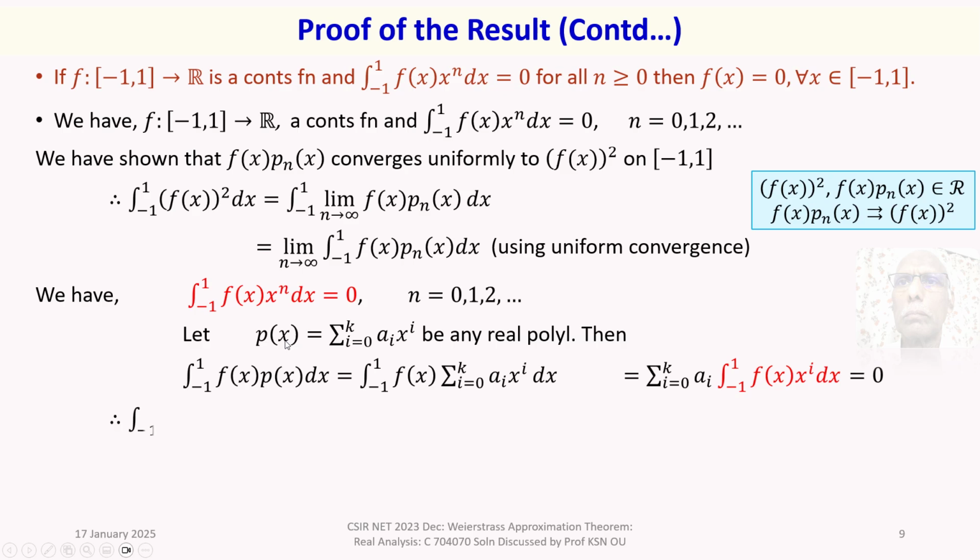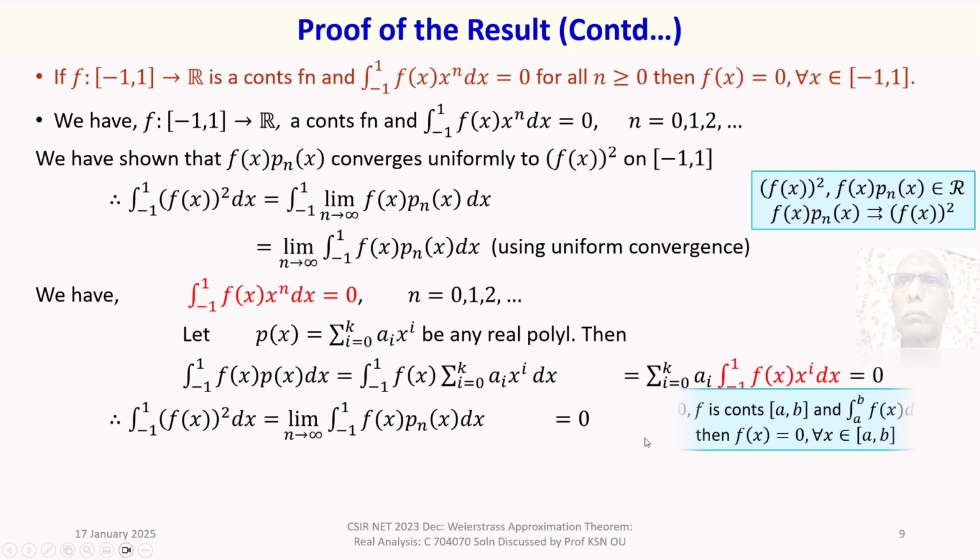For any polynomial. Therefore, go back to here. The integral from minus 1 to plus 1 of f of x square dx is equal to the limit as n tends to infinity of the integral from minus 1 to plus 1 of f of x p n x dx. This is 0. What is p n x? It is a polynomial. For any polynomial, it is 0. Therefore, the limit of that is also 0. That means for each p n x, the value is 0. That means it is a sequence of 0, 0. Every term is 0. So the limit will be 0.